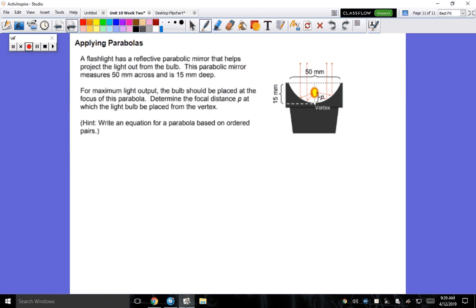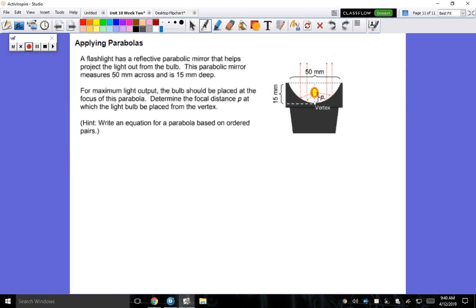It says a flashlight has a reflective parabolic mirror that helps project the light out from the bulb. And this is what I was talking about earlier. Notice that the rays are just going to go and bounce straight out, and it's going to maximize all the light that's coming out so that no light escapes. It's more directional to in front of you, of what you actually want to see. And what maximizes that is the parabola shape itself. Okay, so enough of that.